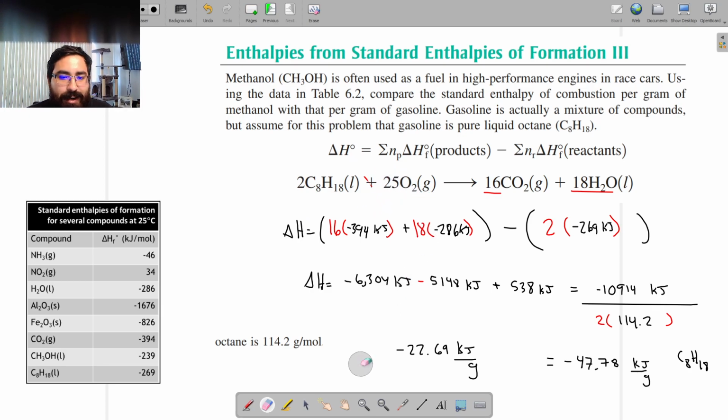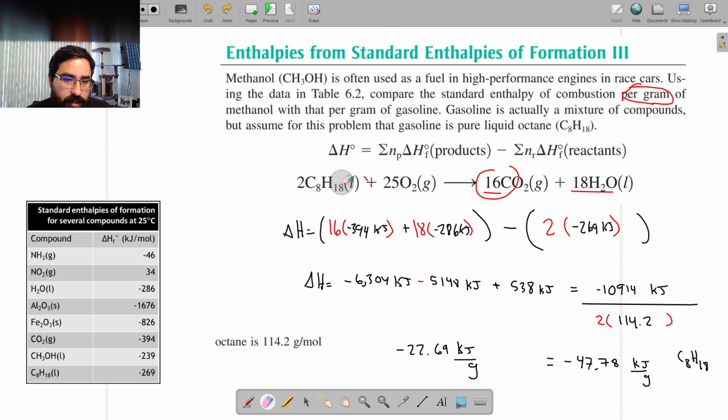It's a little bit of a doozy, but as long as you stay organized and continue to read what the problem says, be aware of the per gram, stay organized, check your coefficients. When it says per gram, consider how many moles you had to begin with to help you determine what you divide with in these scenarios, okay?